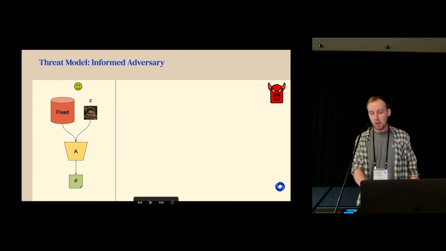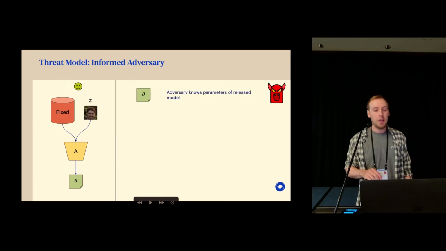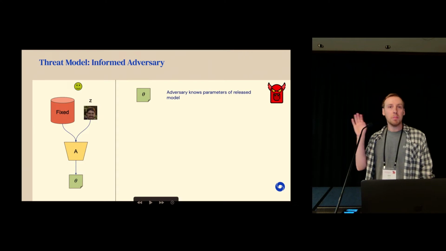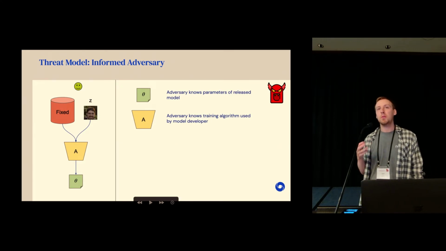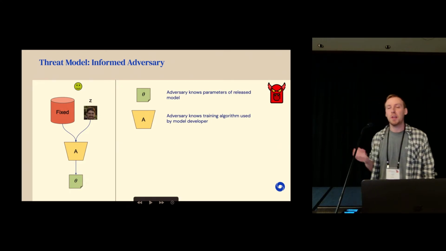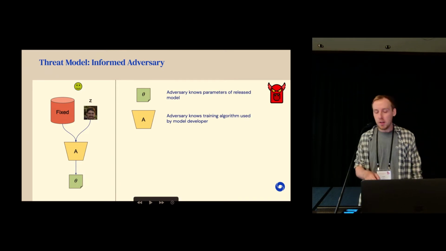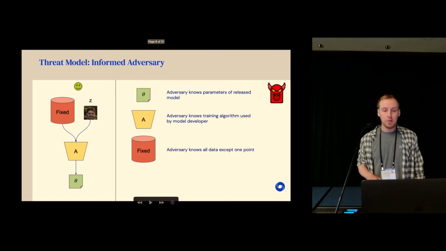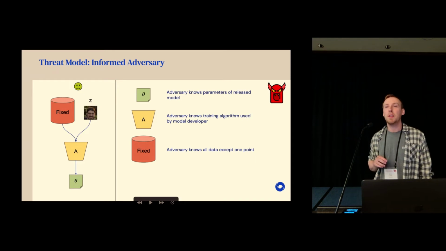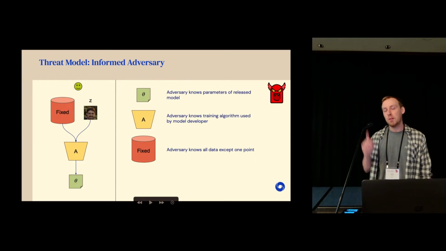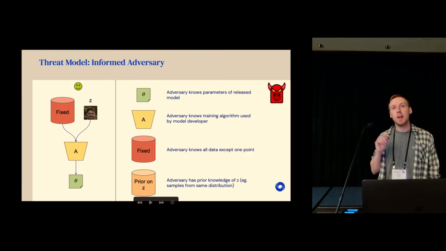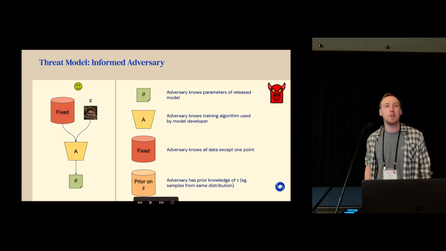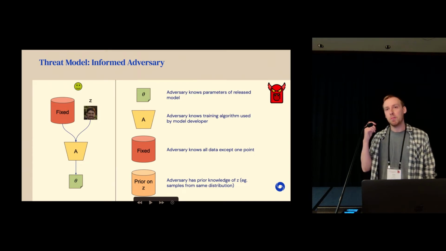So let's enumerate what it knows. It knows the model parameters that are output by the model developer. It knows the algorithm that the model developer used, so it knows that SGD was used with a particular choice of learning rate for a number of epochs. It also knows all of the fixed part of the training data set, so it knows all of the training data set apart from the single point that it wants to reconstruct. And we're also going to give it access to some kind of prior distribution from which the training data came. So we're going to allow it to sample from this prior distribution.